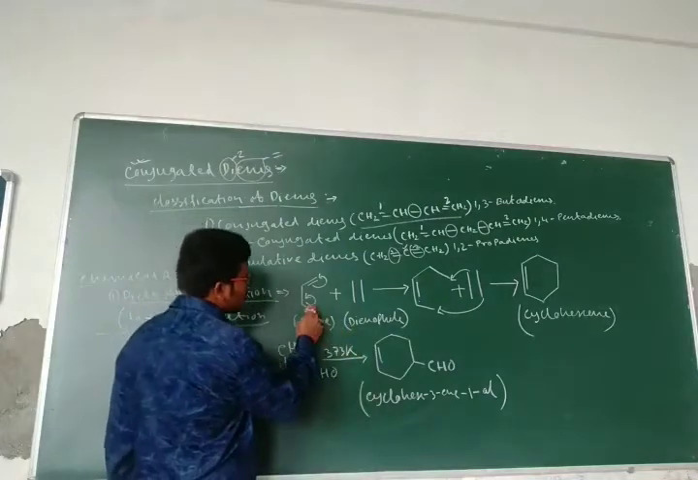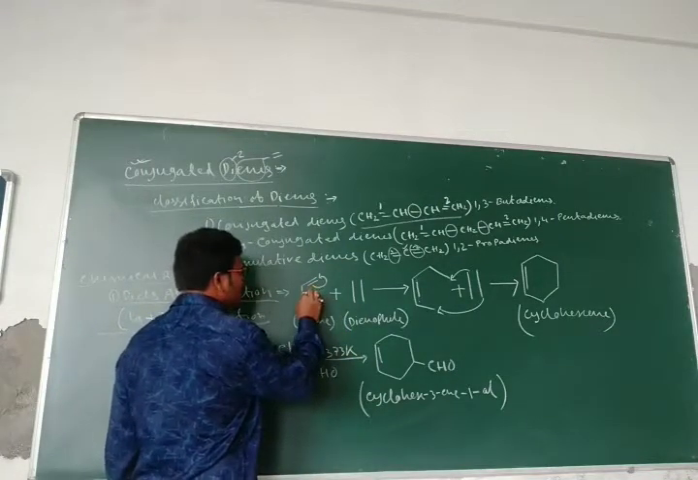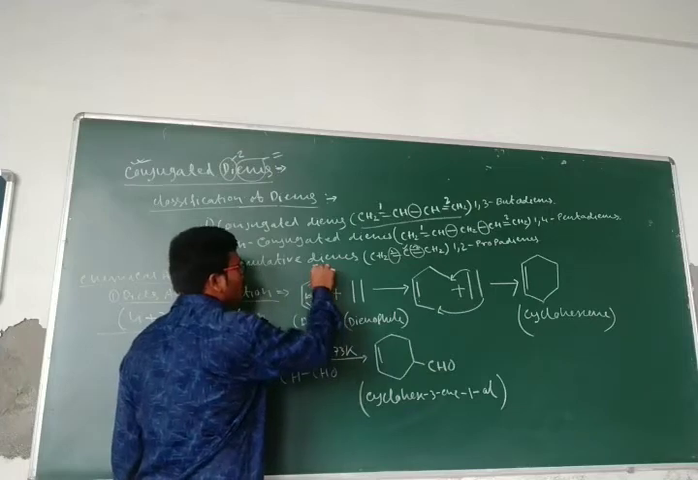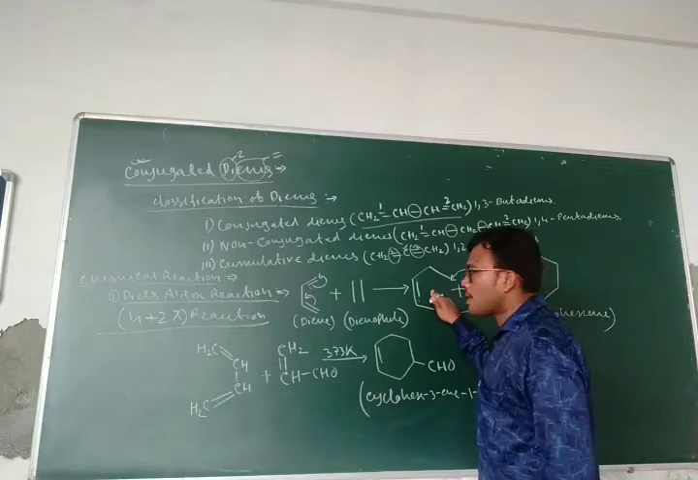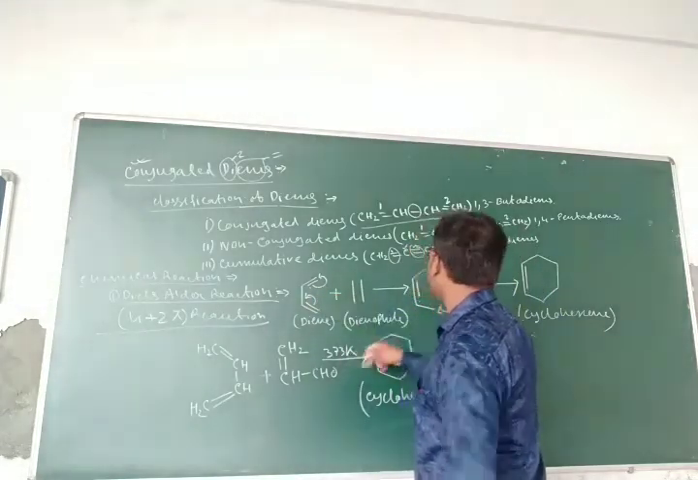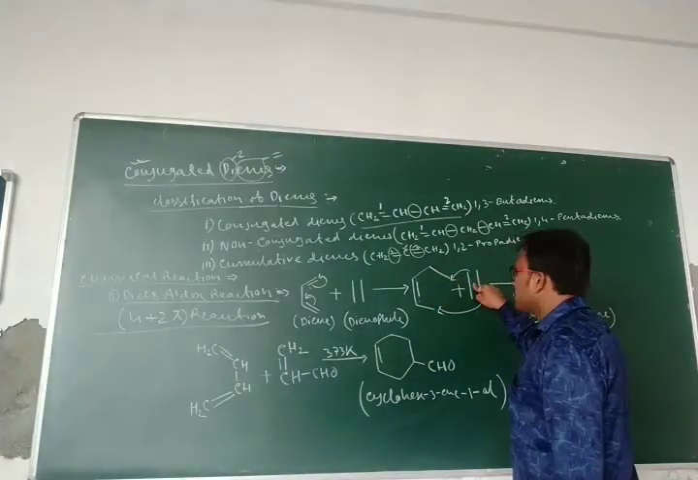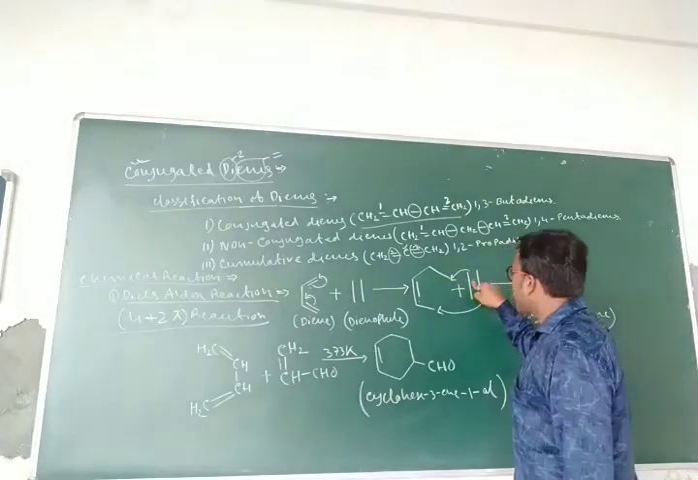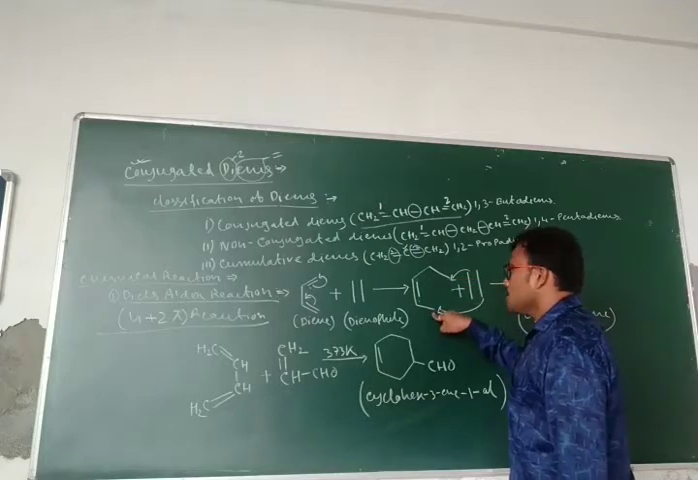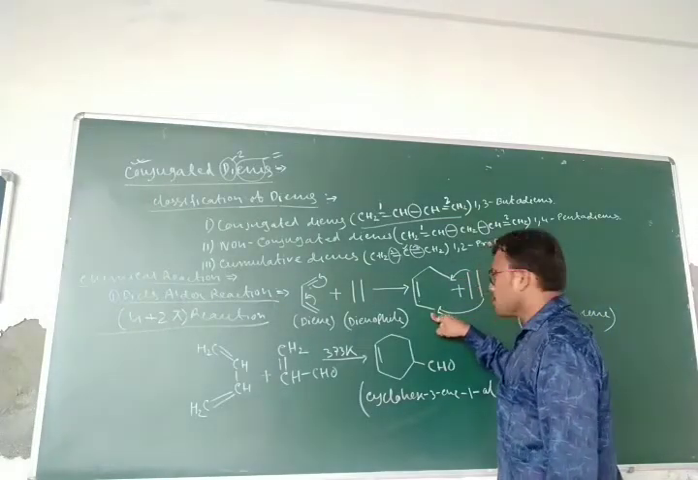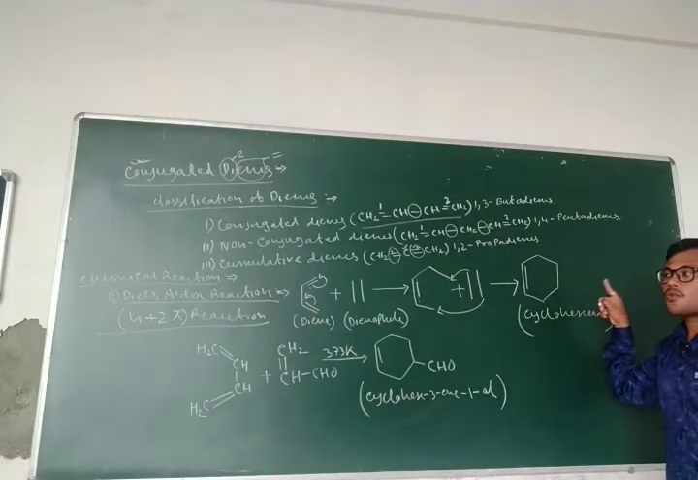First these pi bonds move here, and for this reason the pi bonds open. So this is formed after the bond rearrangement. Then this compound reacts with this dienophile. What happens? One pi bond breaks and the sigma bond attaches here. And finally cyclohexene is formed.